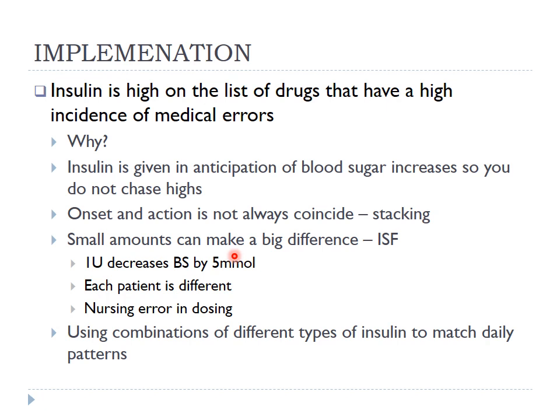So if you screw up your ISF or your insulin carb dosages, you can overdose or underdose. Nursing error is another thing that can happen as well. And using combinations of different types of insulin to match daily patterns. Okay, so this is if you're giving NPH, you're giving rapid, you're giving Levemir or Lantus, you're using all 3.